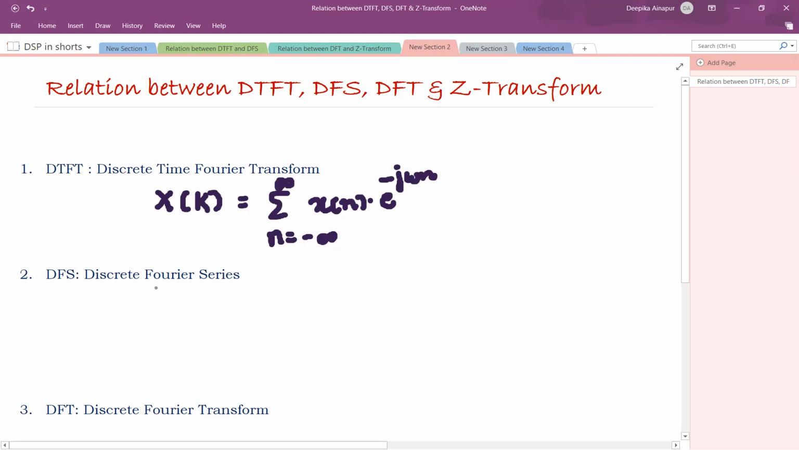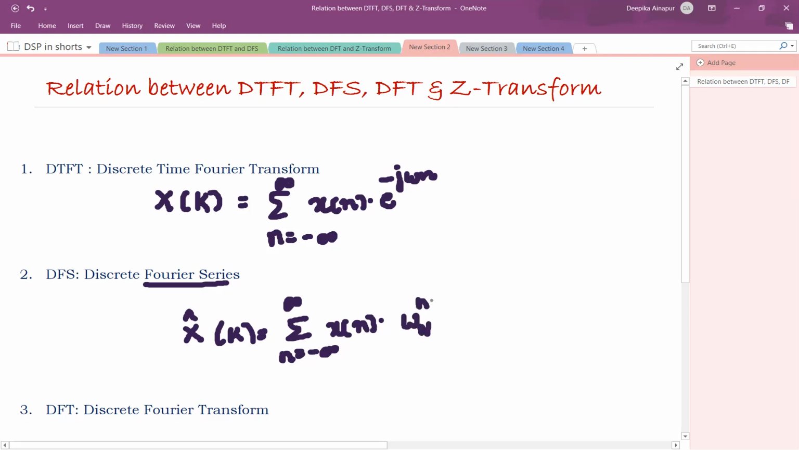And coming to the discrete Fourier series, it is nothing but the Fourier series, the series of sine and cos values. So the Fourier series is also infinite. It's given by X cap of k, which will be equal to summation n equal to minus infinity to infinity x of n into omega n k. So this is the twiddle factor.